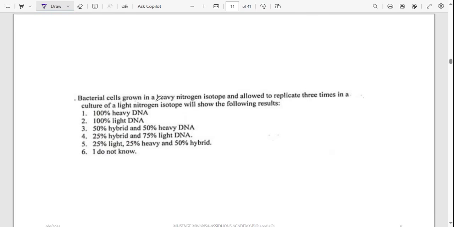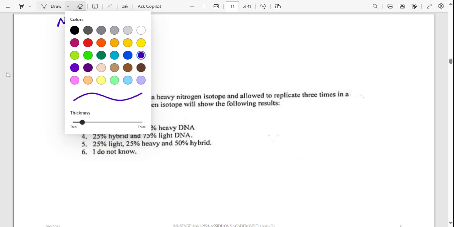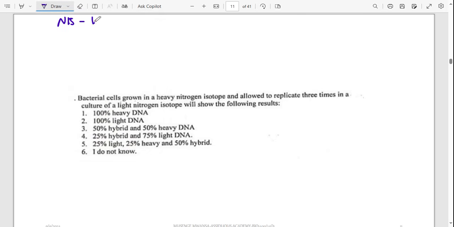Bacteria cells grown in heavy nitrogen isotope and allowed to replicate 3 times in a culture of light nitrogen isotope will show the following results. Let me do it again, though I already showed. Let me even write for you the key. Nitrogen 15, I'm going to represent it by blue. And nitrogen 15 is what we start with in this experiment done by Meselson and Stahl. And then nitrogen 14 is represented by red.